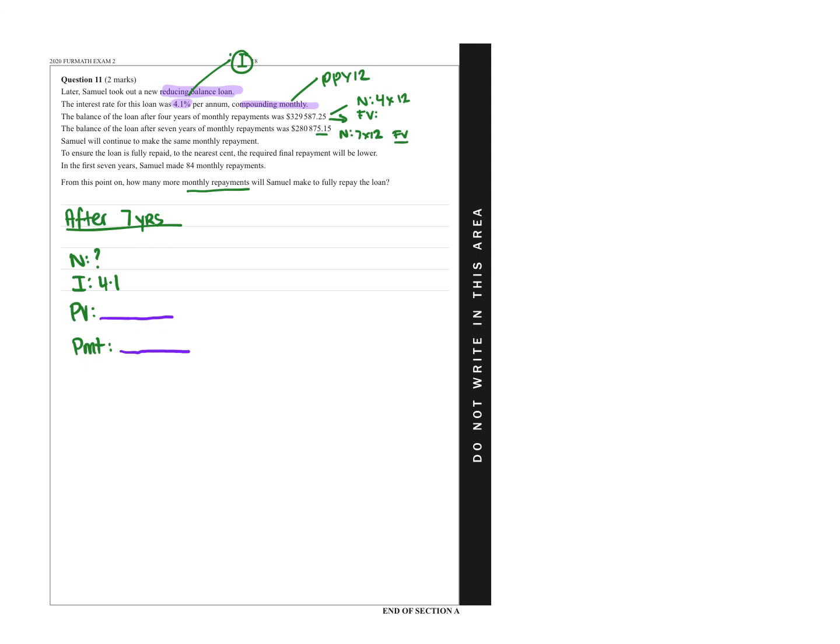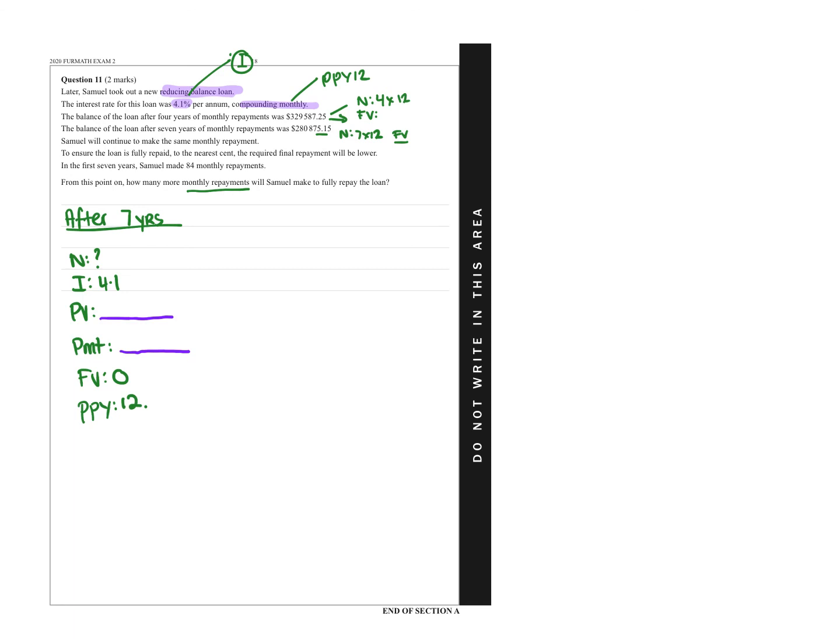And after the 7 years, we want to see how long it'll take to zero off. And they're saying that the final payment will be lower. So at what point, how many more monthly payments will he make? And then we've got PPY, we know that is 12. So we've got a few things missing.